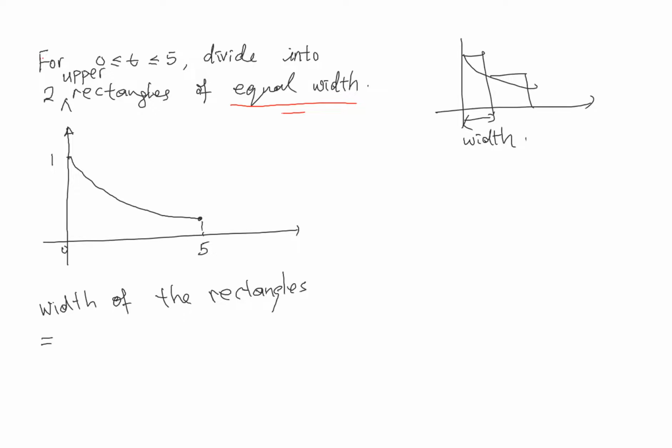Okay, why 5 divided by 2? Because it has equal width. Yeah, equal width, because I got two rectangles. So it's 5 over 2.